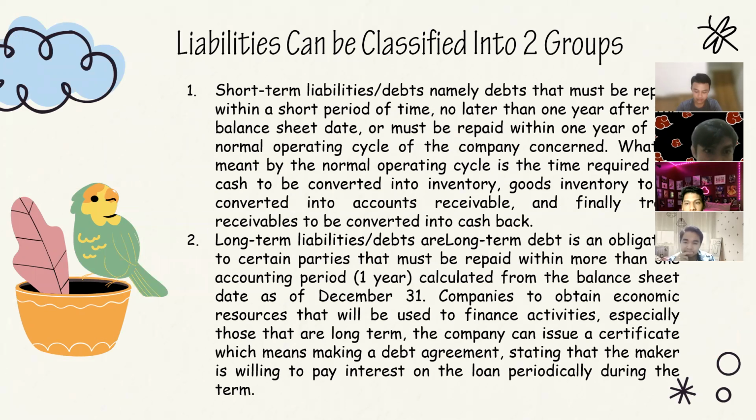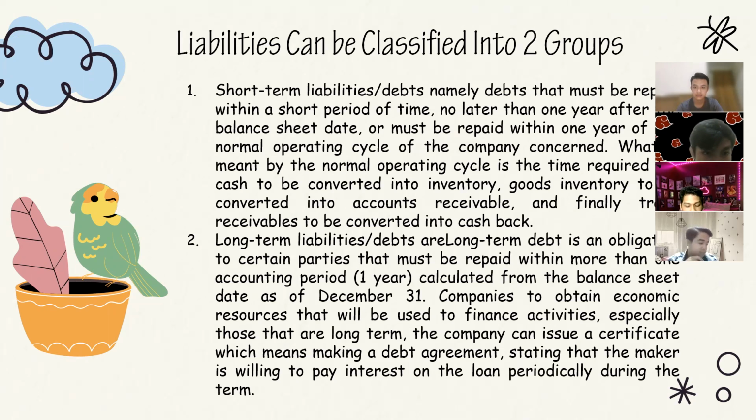The first is short-term liabilities, namely debts that must be repaid within a short period of time, no later than 1 year after the balance sheet date, or must be repaid within 1 year of the normal operating cycle of the company concerned. The normal operating cycle is the time required for cash to be converted into inventory, inventory to be converted into accounts receivable, and finally trade receivables to be converted into cash. And the second is long-term liabilities.